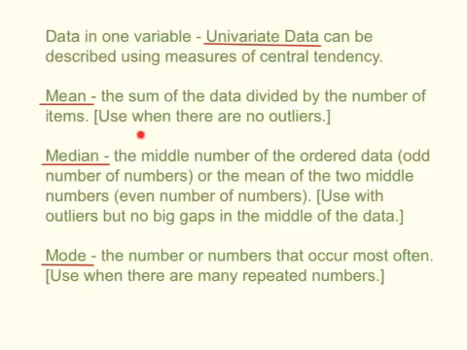Now, when to use which? The mean is best used when there are no outliers. An outlier is a piece of data that just doesn't match the rest of the data. Median is great to use if there are outliers, but there are no big gaps in the middle. In other words, if the mean is 17 and there's no data around 17, then the median is not a good thing to use. Probably the mean would be. And the mode is the one that occurs most often, so you best use that when you have many of the numbers that are repeating.